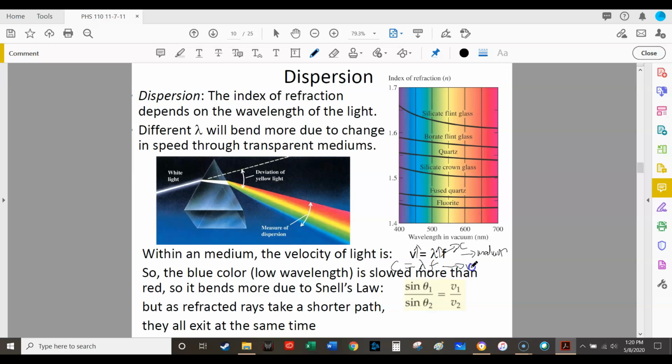But in the vacuum of space, well, now everything is constant, right? So again, blue is being slowed down more, so it's going to start bending more when it hits that new medium. Okay.